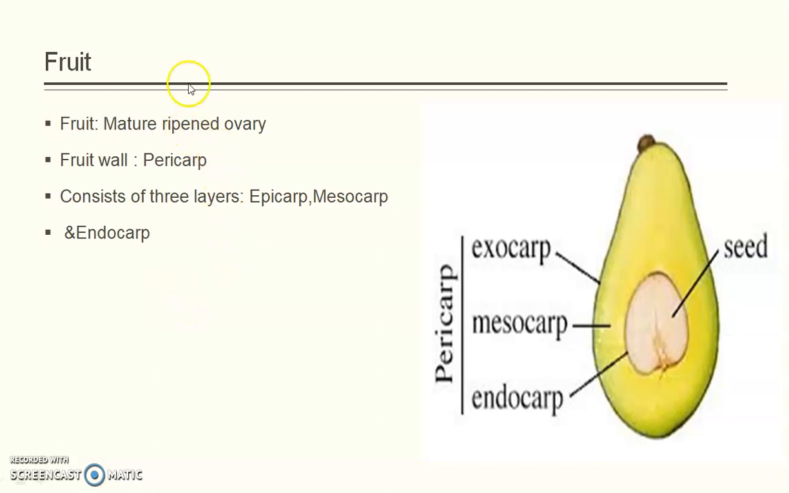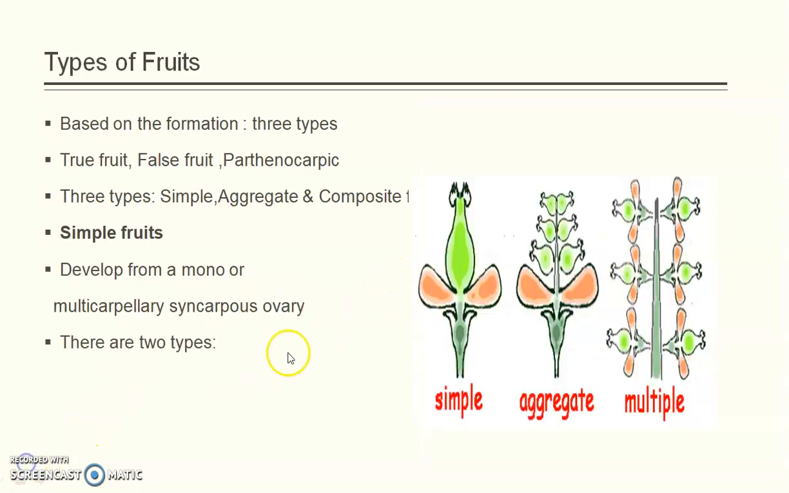And this pericarp consists of three layers, namely epicarp, mesocarp and endocarp. These are the three layers of the pericarp. Epicarp is otherwise called exocarp and it is the outermost layer, and the inner one is the middle mesocarp. It becomes the pulp of the fruit, and the innermost layer surrounding the seed is termed as endocarp. So these are the different layers of the fruit wall.